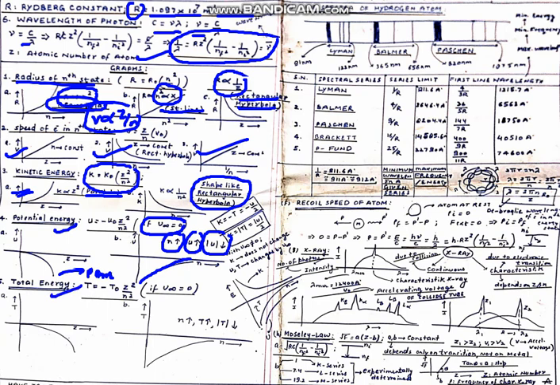Next is total energy. Total energy is −T₀Z²/n². If we draw the graph between T and Z, that will again be a parabola. Then T versus n is a rectangular hyperbola. Again the same relation is valid over here: if n increases, then T increases, but |T| decreases.